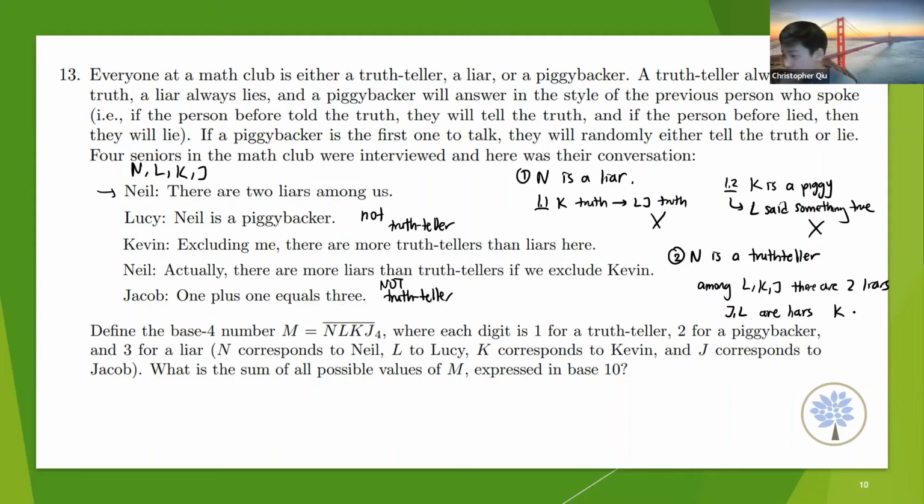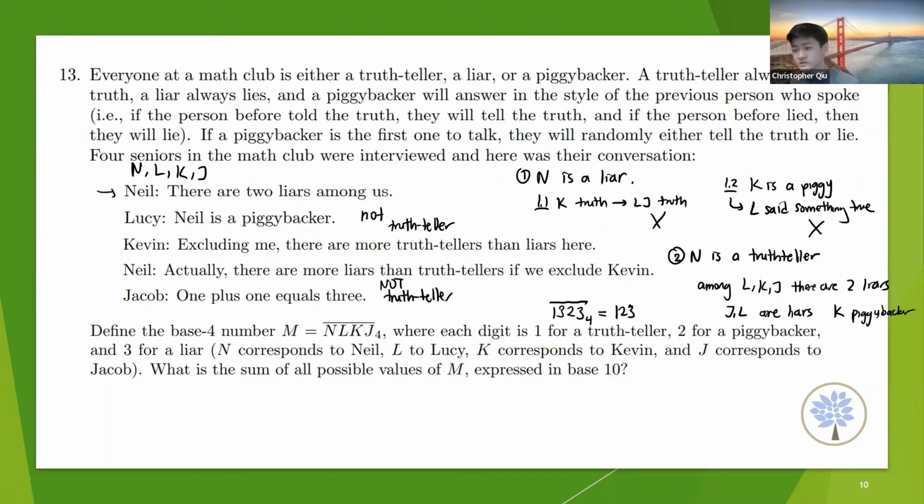And then our third person, K, must be a piggybacker, since there are exactly 2 liars and K said something false. So now we have found, in this case, what everyone is. So we have N is a truth teller. If we write it in this form, 1 for truth teller, L is a liar, so 3 for liar, K is a piggybacker, so 2 for piggybacker, and J is a liar, so 3 for liar. And this number, M, would just be equal to this in base 4. And then you can calculate this thing to be 123.